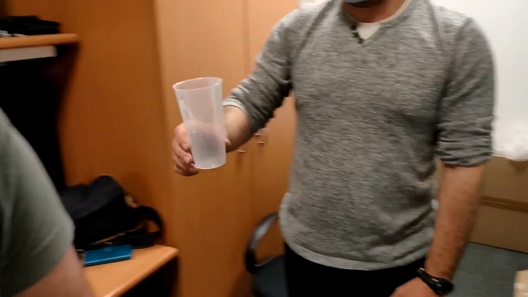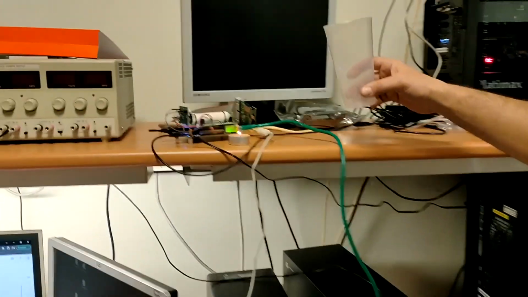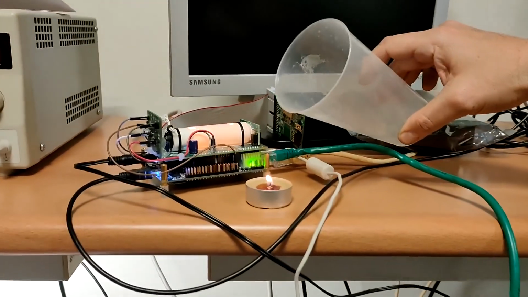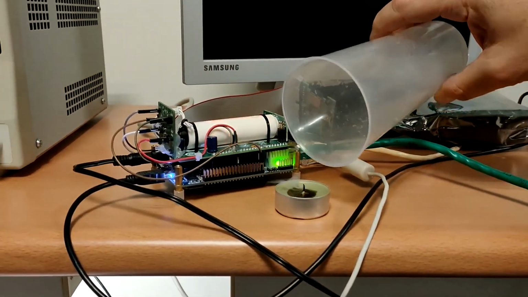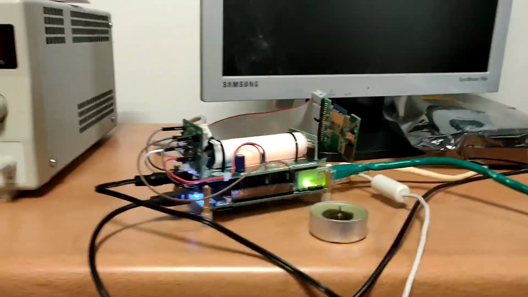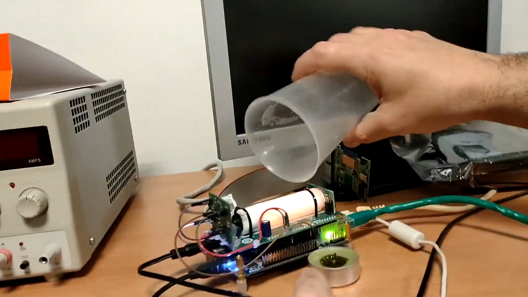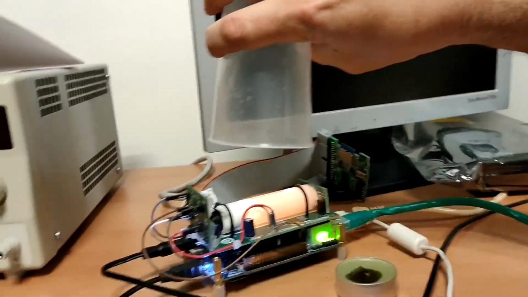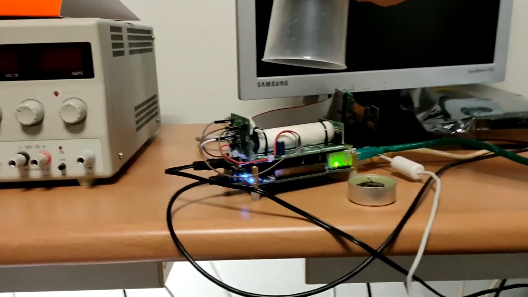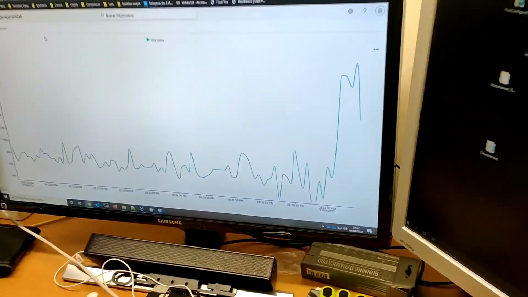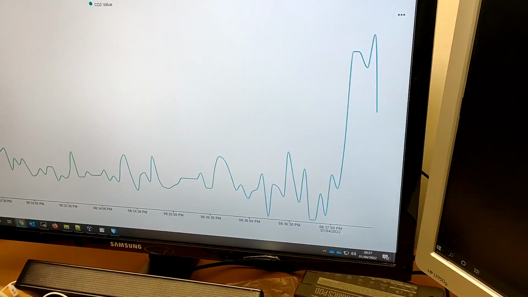To check that the plastic cup is full of gas, we are going to pour it over the candle. If so, the CO2 gas will displace the oxygen and the candle will be extinguished. Bingo! Let's pour now the rest of the gas over our sensor and check what we see in the graph running in the Azure server. As expected, a sudden rise in the CO2 levels can be observed in the graph.